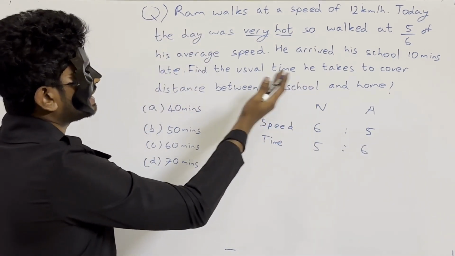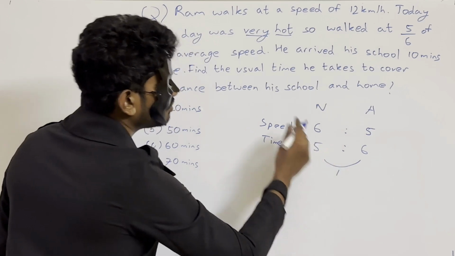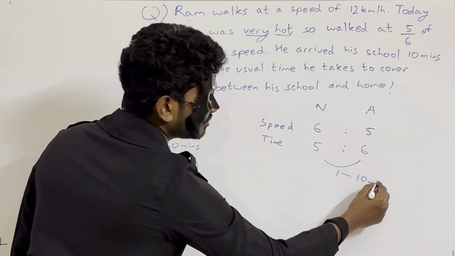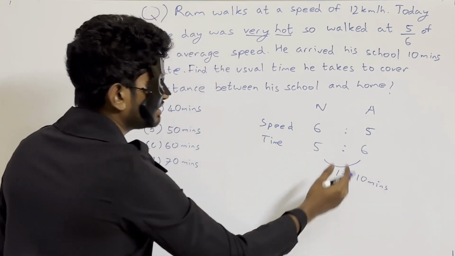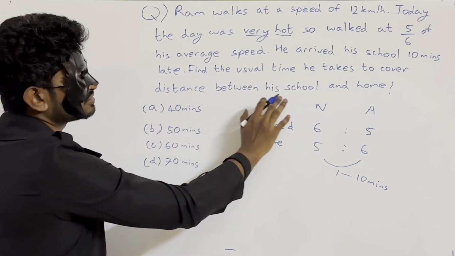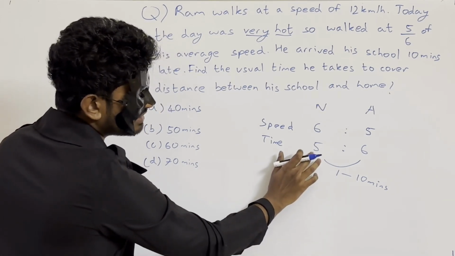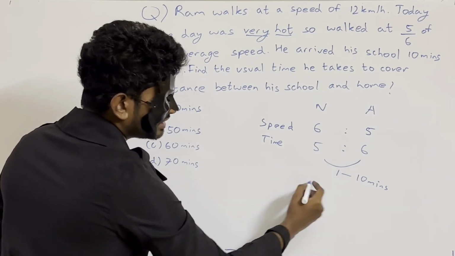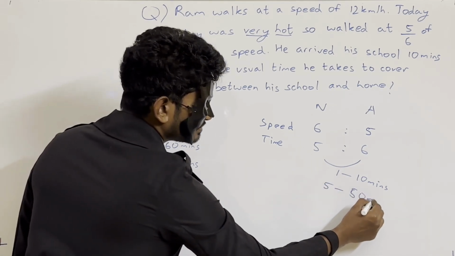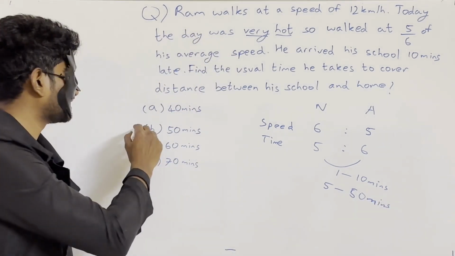What is given? He arrived at school 10 minutes late. What's the difference between these two? It's 1. So 1 ratio is nothing but equivalent to 10 minutes, because he's going 10 minutes late. He's asking to find the usual time it takes to cover the distance between his school and home. Usual time, that is normal time. Normal time means he's asking the value of 5 ratio. 1 ratio is equal to 10 minutes, 5 ratio is nothing but equal to 50 minutes. So here option B is right.